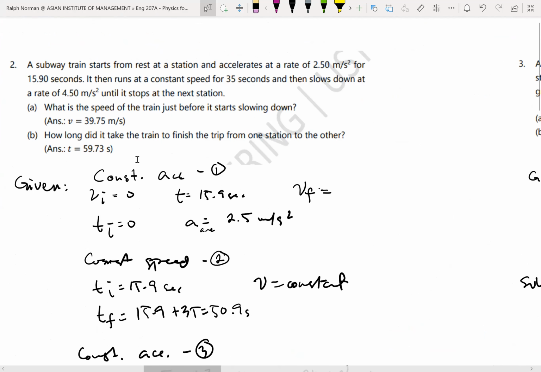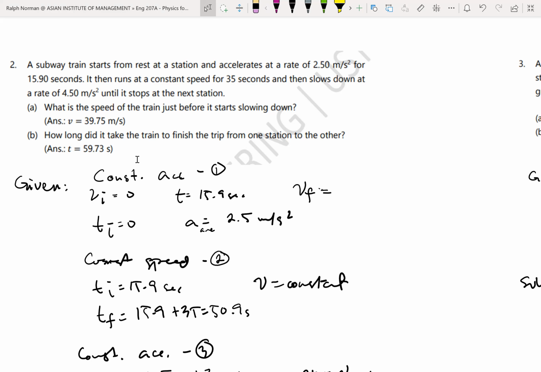This one is a classic example of yung different conditions at which yung speed train is operating. So you have yung constant acceleration phase, yung constant speed, and then going back to constant acceleration if you would notice. So yung subway train starts from rest and accelerates at 2.5 meters per second squared for a duration of 15.9. So that will be your first condition. Indicating that it starts from rest, you already have time 0 and initial velocity of 0. You have yung 15.9 seconds yung total duration.